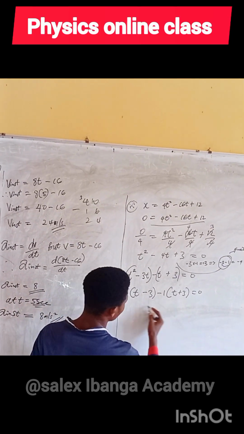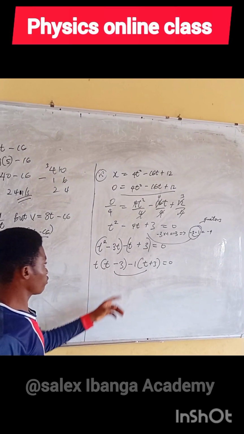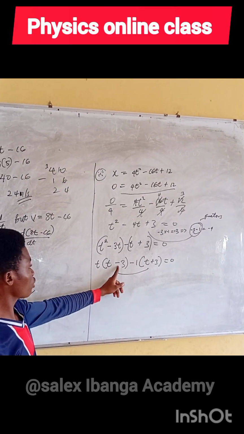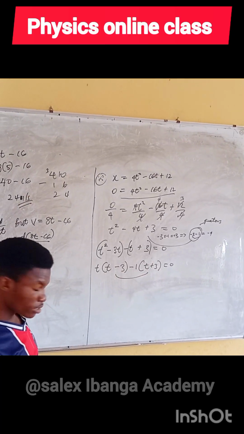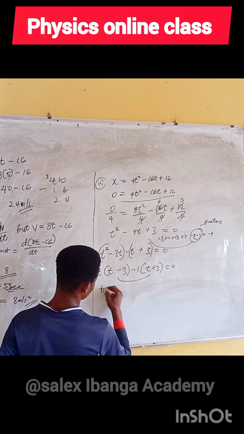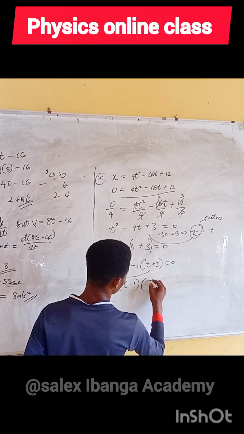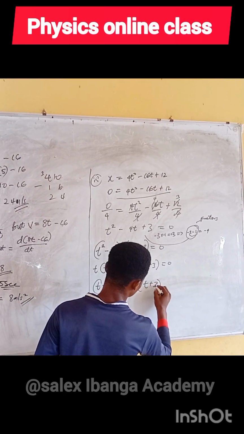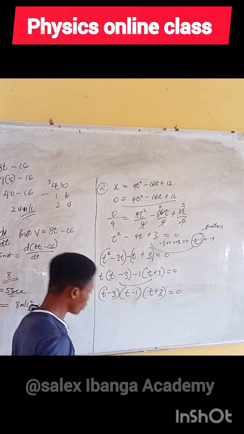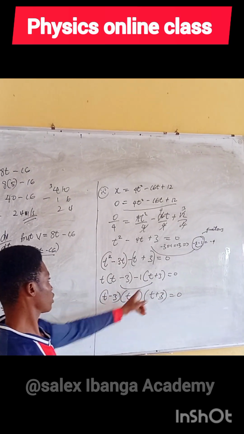What we have here is that the two brackets are the same. So our factors are (t minus 3) into (t minus 1) equals 0. Look at this here.